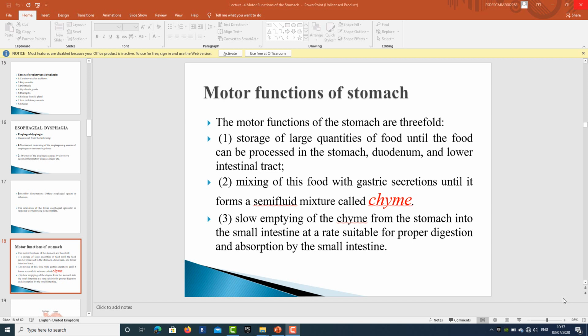Then its function is the slow emptying of this semi-fluid mixture, chyme, from the stomach into the small intestine at a rate which is suitable for proper digestion and absorption by the small intestine.